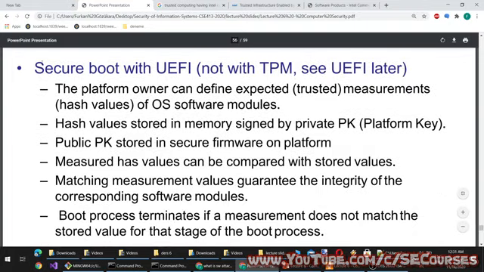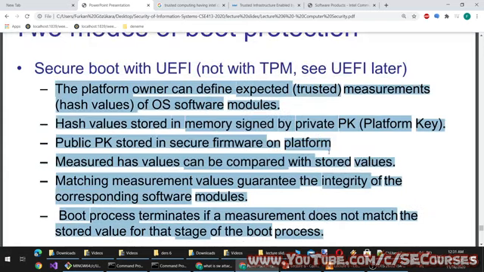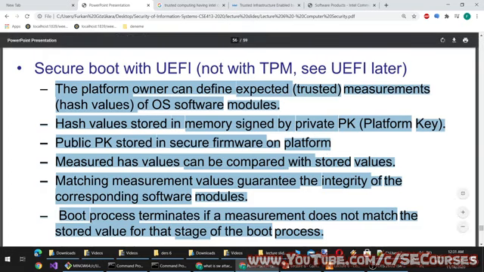Okay. Two modes of boot protection. Secure boot with UEFI, not with TPM. See UEFI later. The platform owner can define expected trusted measurement hash values of OS software modules. Hash values are stored in memory, signed by the private PK platform key. The public PK is stored in secure firmware on the platform; measured hash values can be compared with stored values. Matching measurement values guarantee the integrity of the corresponding software modules. The boot process terminates if a measurement does not match the stored value for that stage of the boot process.